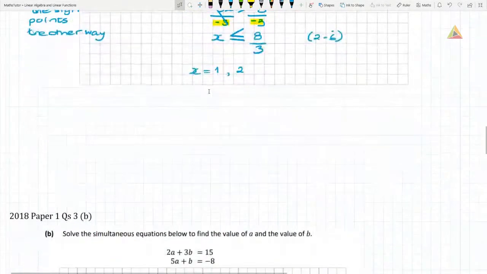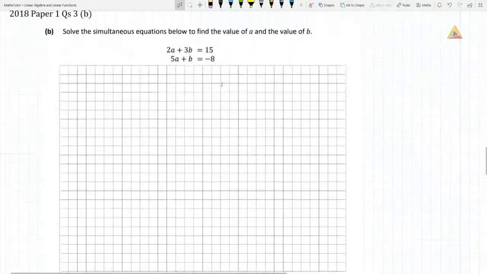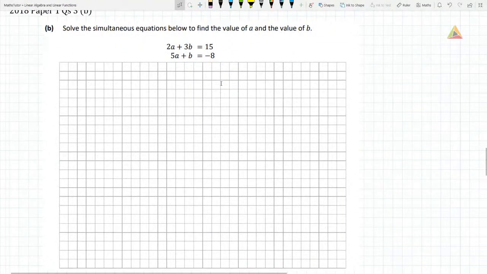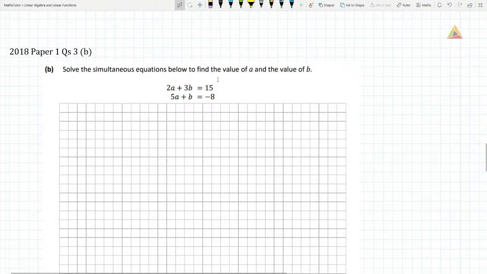The next thing that we're going to look at then is our simultaneous equations. So this is 2018 paper 1 question 3, and this is asking us to solve the simultaneous equations below to find the value of A and the value of B. So again, I'm saying, well, what is the question asking me to do? So it's asking me to solve. So when I'm being asked to solve, I know that I want to say A equals. And I also want to say B equals.